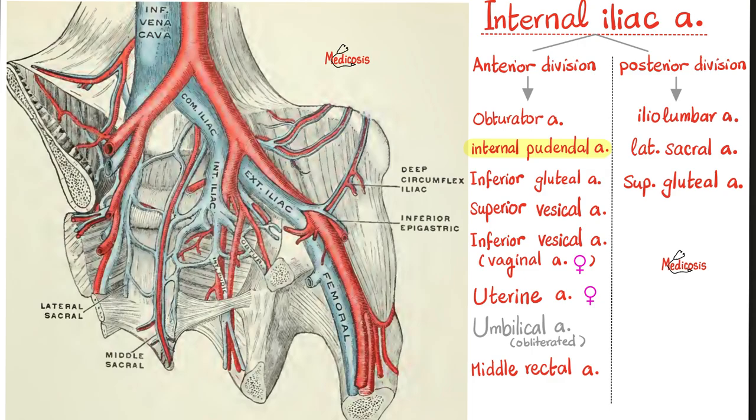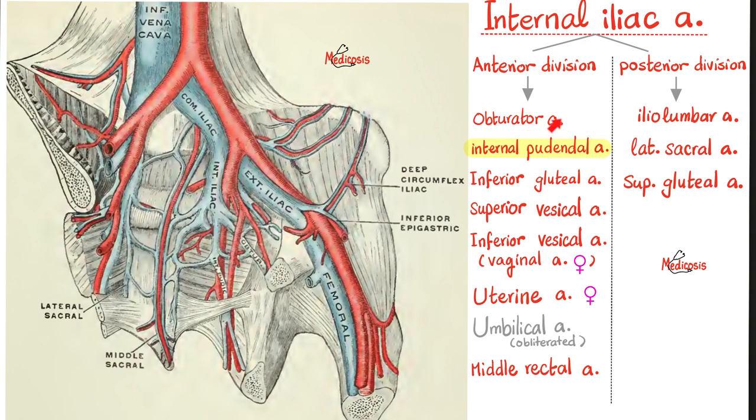Here's the right common iliac, here's the left common iliac. Each common iliac will give us external iliac and internal iliac. The external iliac will become femoral, the main artery for the lower extremities, and the internal iliac artery is the main artery for the pelvis. This internal iliac artery has gazillion branches in the pelvis. We have some branches coming out of the anterior division of the internal iliac. Other branches come from the posterior division of the internal iliac.